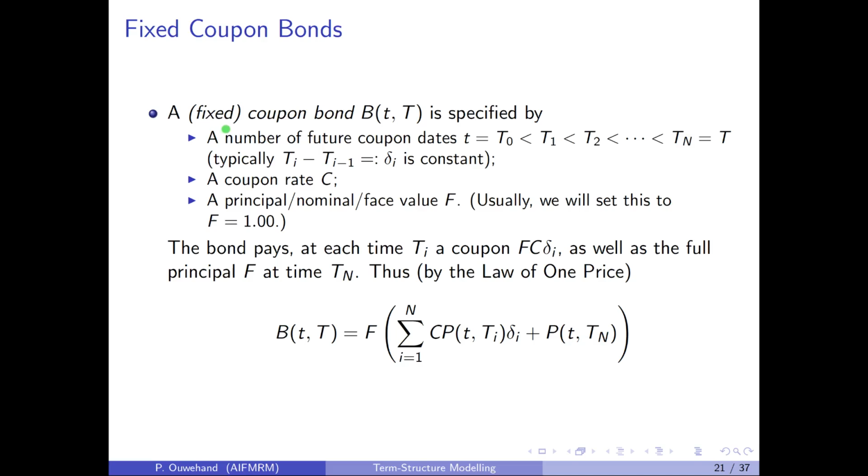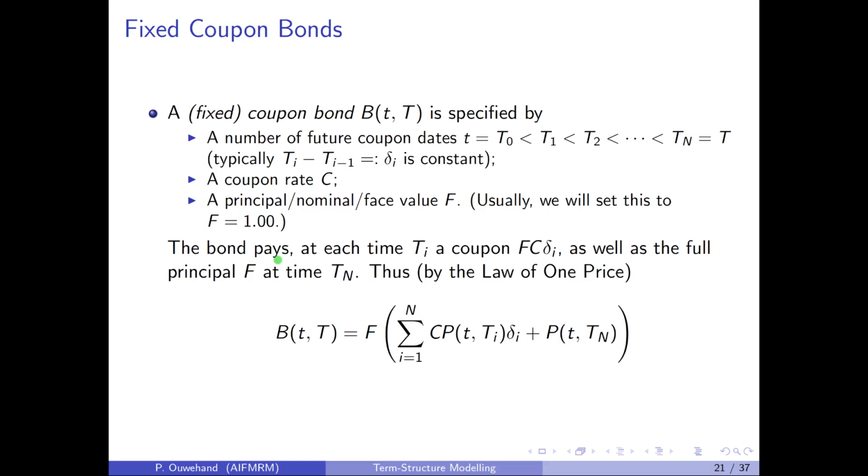If you recall, a fixed coupon bond, denoted B(T,T), is specified by a number of future coupon dates, and these dates are denoted T1 up to Tn. Here typically the length of the interval between payments Ti and Ti minus 1 is more or less constant, although there are day count conventions to take care of, but we will not concern ourselves with these. Such a bond will have a coupon rate C, as well as a principal or nominal or face value capital F. Usually we will set capital F equal to 1.